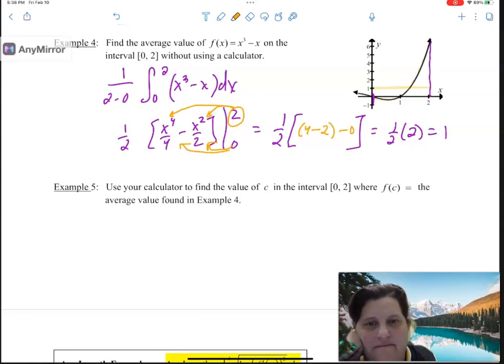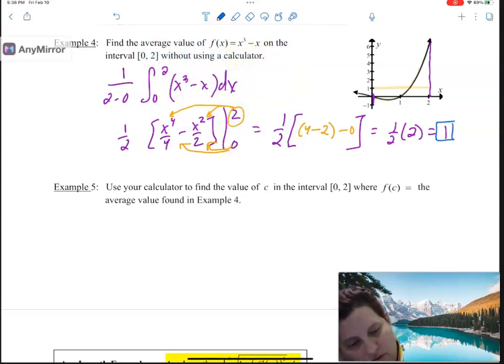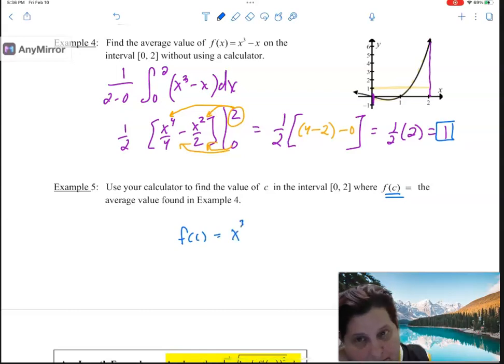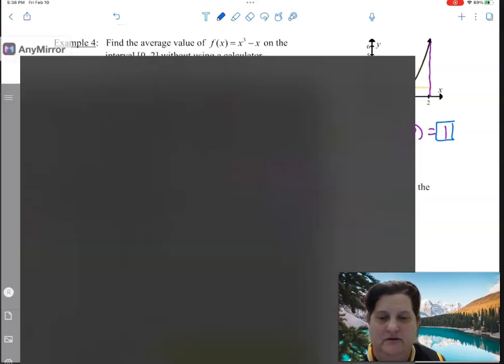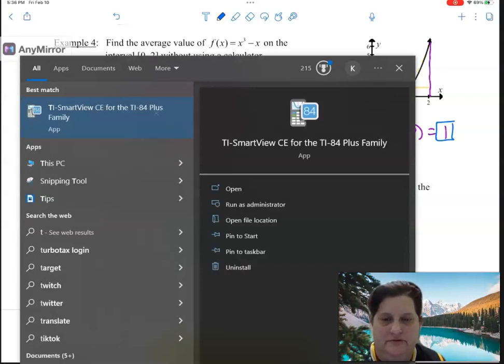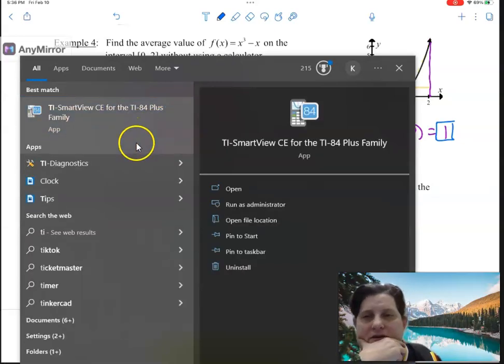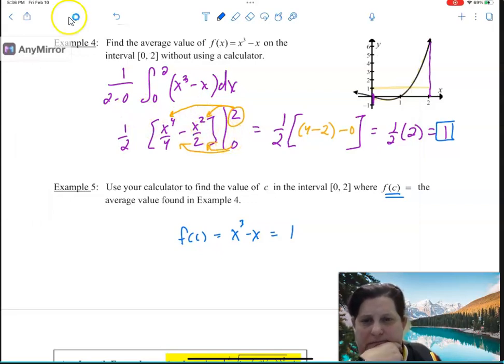Now it says, use your calculator to find the value of c in the interval where f(c) equals the average value found in example 4. Okay, so here's the average value. So what this is saying is that there's some point where this equation will equal the average value. And this is not something that we can do by hand, this particular one. We do have to do this on our graphing calculators. So, whoops, let me get my graphing calculator up here real quick. And let's take a look.